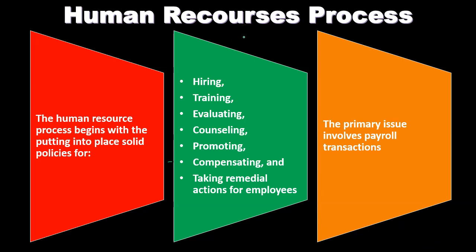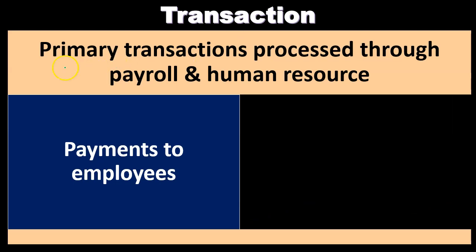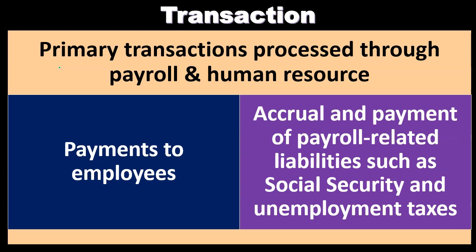The primary issue involves, of course, the payroll transactions. Now, when we process the payroll transactions, we will be dealing with the payroll expense as well as the related liabilities, those liabilities with regards to withholdings for things like FIT, federal income tax, Social Security, and Medicare transactions. So when we think about the transactions related to payroll, the primary transactions processed through payroll and human resources are, of course, the payments of the employees. That's what we're going to be primarily concerned with. Those will be directly impacting the financial statements, those things that we, of course, are giving an opinion on.